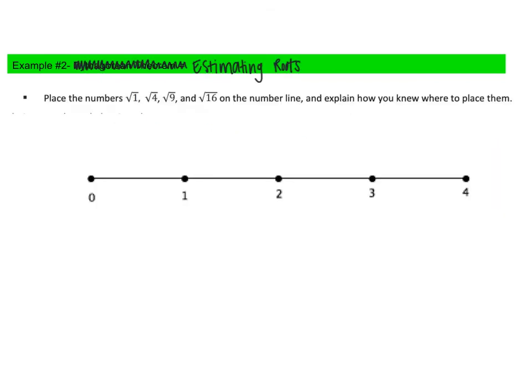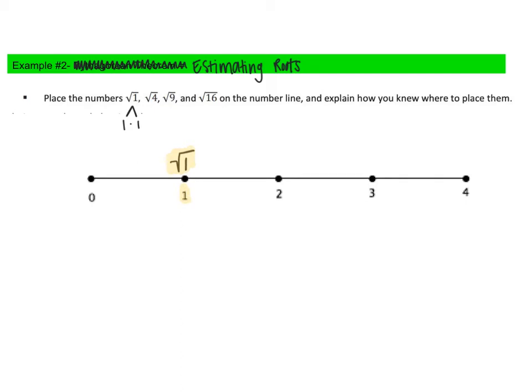All right, so now we are going to move on to example 2 where we are placing numbers on a number line. So we have the square root of 1, the square root of 4, the square root of 9, and the square root of 16. So first, let's see if we can figure out what these numbers are. What times what equals 1? Well, 1 times 1 equals 1. So the square root of this is 1. So this is where this falls right here on my number line.